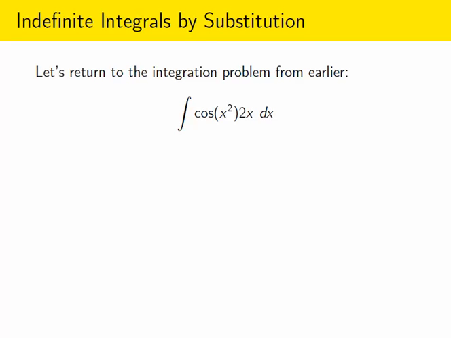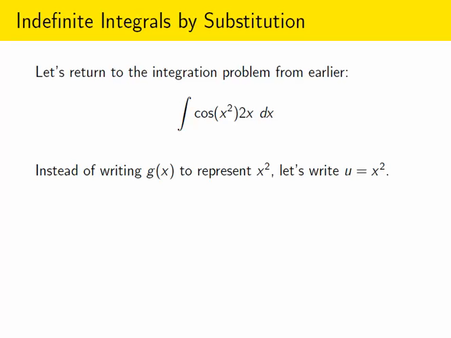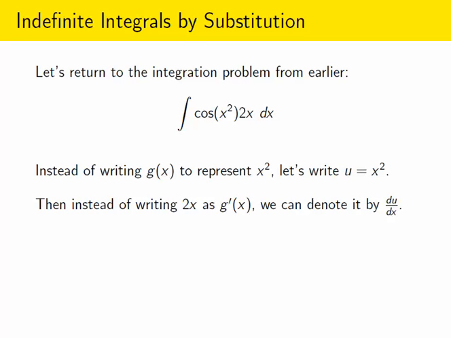Let's see now how this is used to calculate an indefinite integral. Let's go back to the same example we started with in this video. So instead of using a function g to represent the inside function, we're just going to denote that with another variable. Let's use a u. So u is the inside function x squared. And then we don't need to use g prime to represent the derivative. We're going to use du dx to represent the derivative. And the derivative of x squared is 2x.